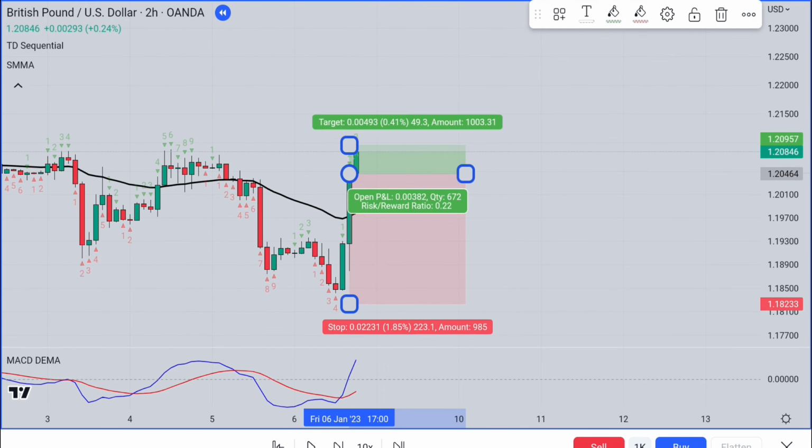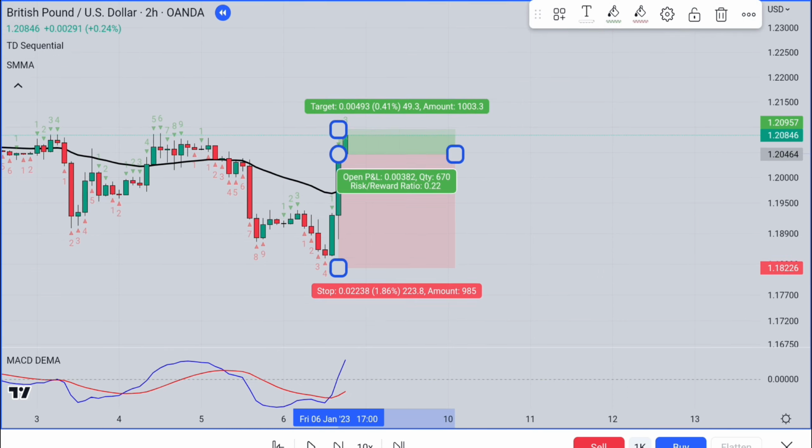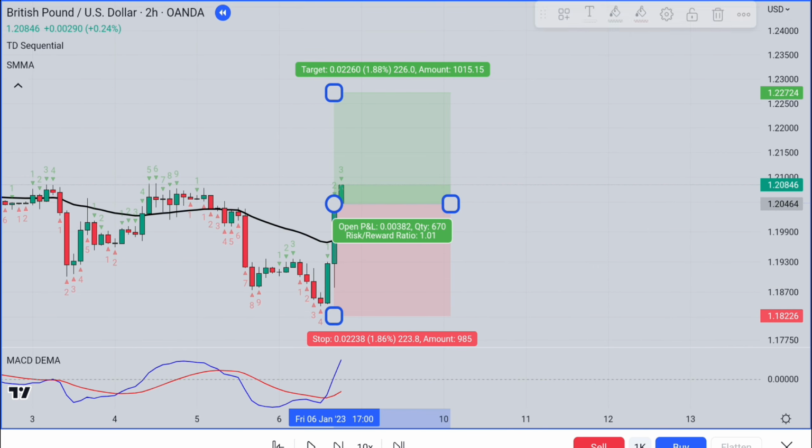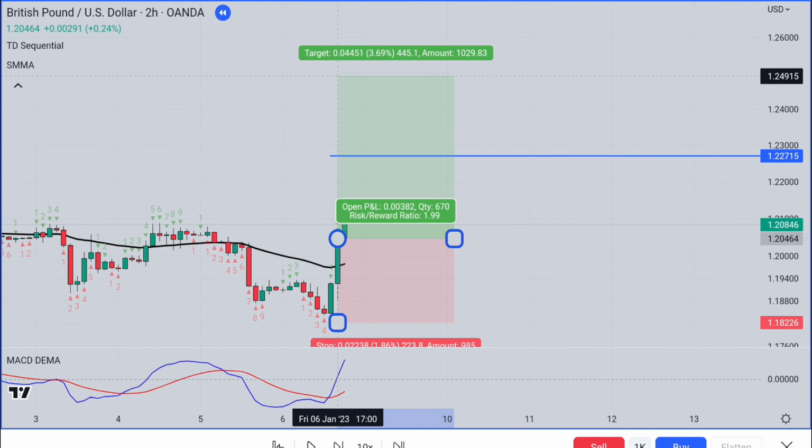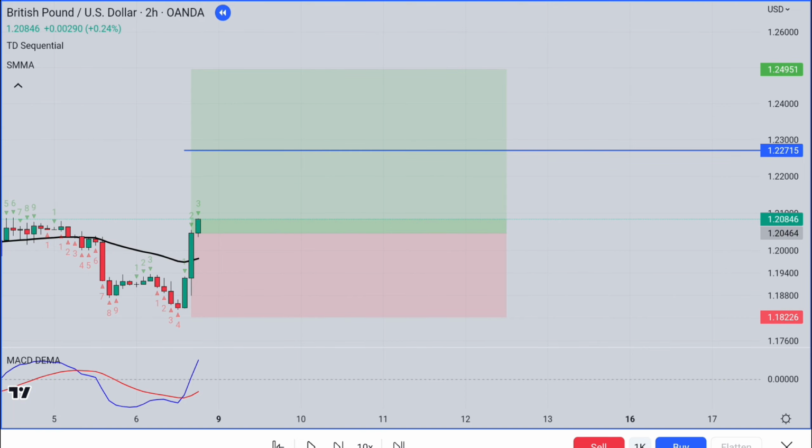The stop-loss level should be below the last swing. The first target is the 1-to-1 risk-reward level. If this level is reached, the stop-loss level should be moved to the entry point of the trade.